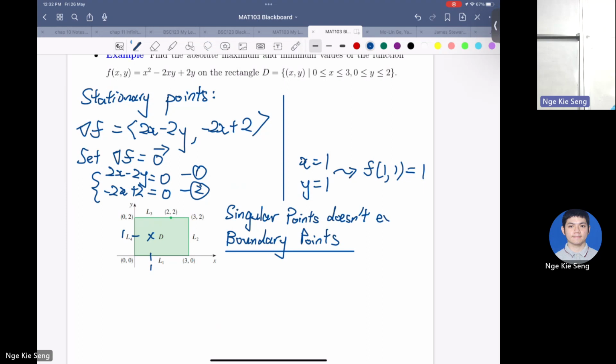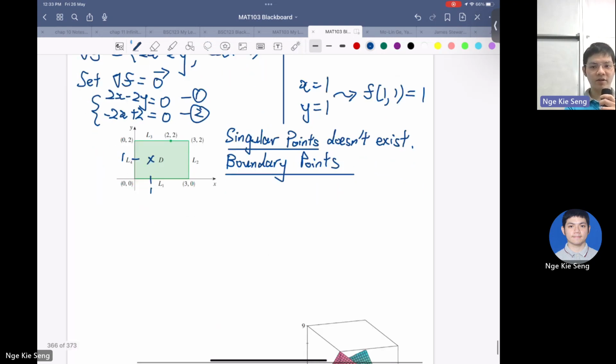So you can see that actually this strategy is kind of manual. After you find the points, you need to compute the values and then compare. It is not that I check one criterion and straight away it gives me the absolute value. It's still manual. You need to compute. So you have stationary points found, the singular point doesn't exist so no need to worry about it, and for boundary points, we have 4 boundaries to check.